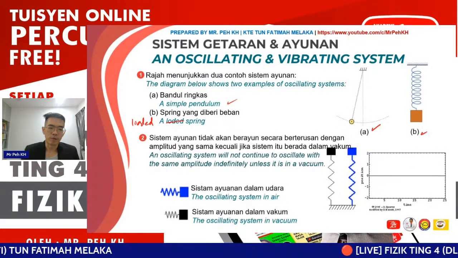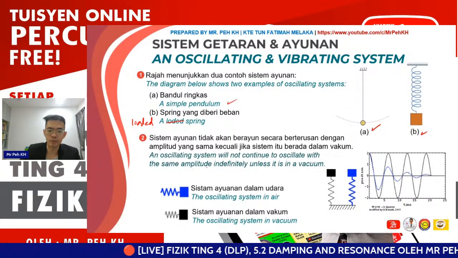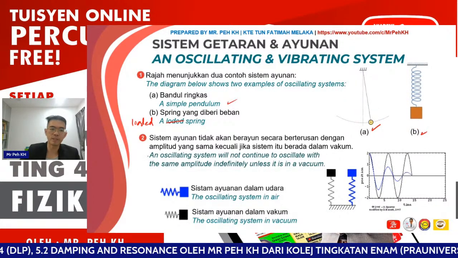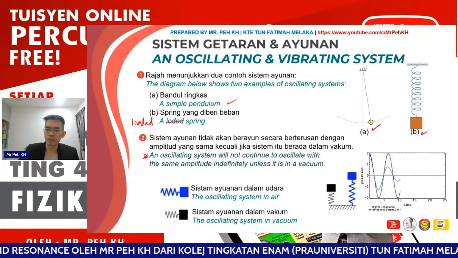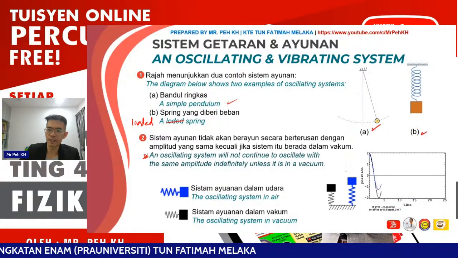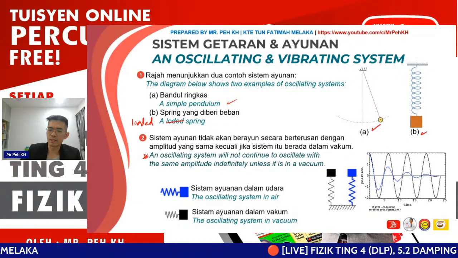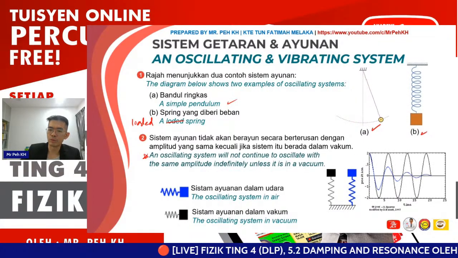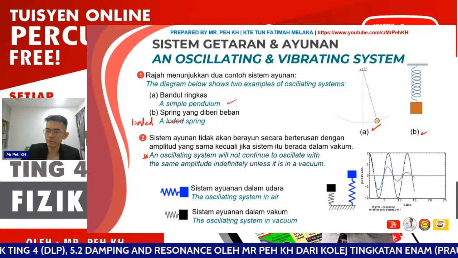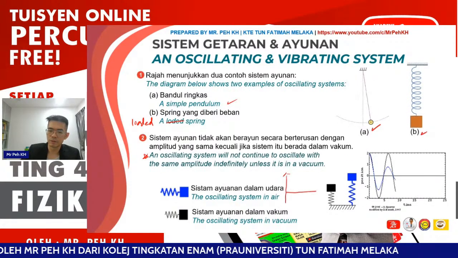Then here, an oscillating system will not continue to oscillate with the same amplitude indefinitely unless it is in a vacuum. So what is the meaning of this? You can see from the graph. We have 2 oscillating systems. The blue color oscillating system is conducted in air. You can see the amplitude decreases. You can look at the blue color curve line. The amplitude decreases, it'll be like this.